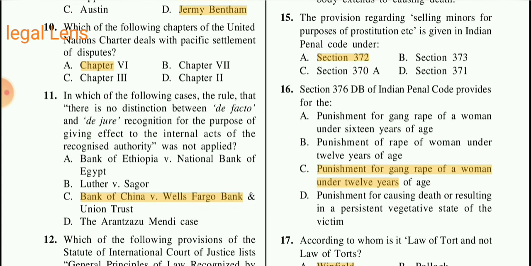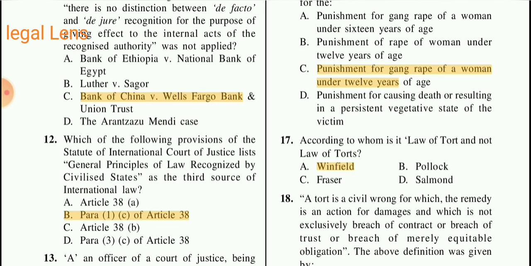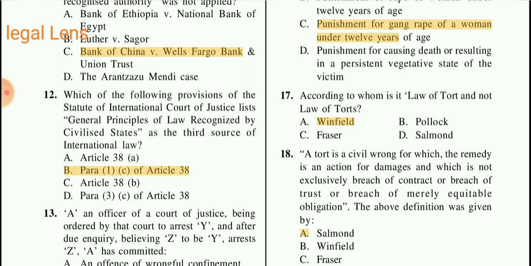Now in which of the following was the rule that there is no distinction between de facto and de jure recognition for the purpose of giving effect to the internal act of the recognized authority not applied? So that was the case of Bank of China versus Wells Fargo Bank and Union Trust. Then which provision of the Statute of the ICJ, International Court of Justice, lists general principles of law recognized by civilized states as the third source of international law? So general principles of law recognized by civilized states is the third source of international law. That was described in Article 38 para 1(c).